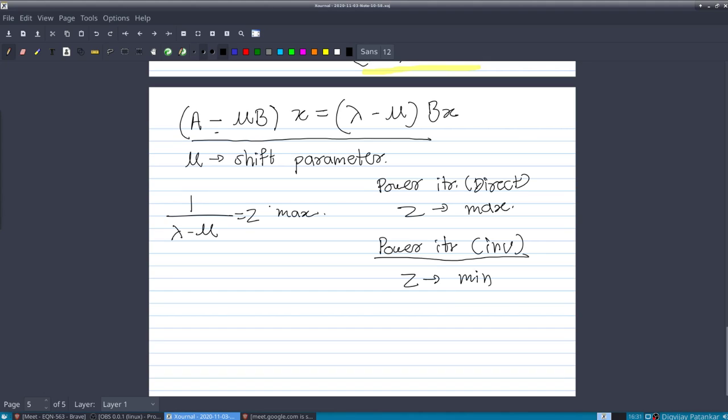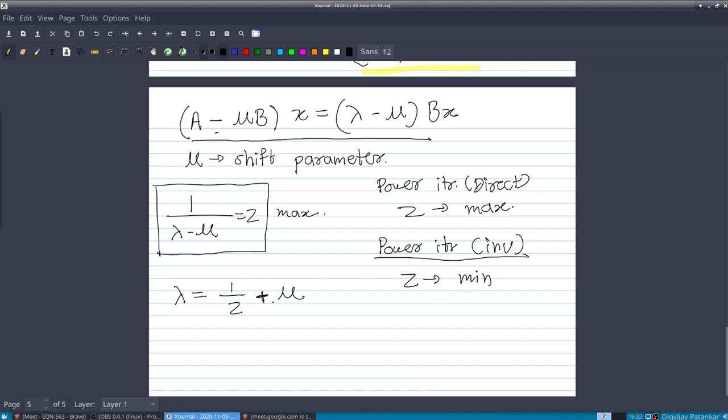Okay, so if this is the equation, then from this what will be lambda? Plus ui plus mu, isn't it? So based on this I can say lambda is equal to 1 upon z plus mu.